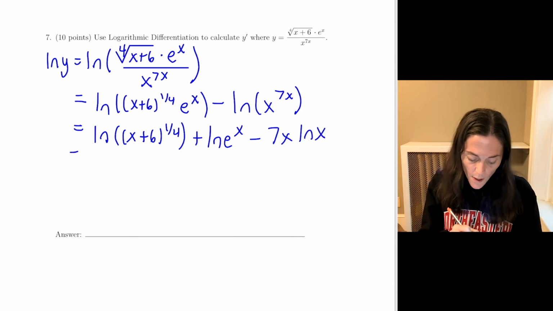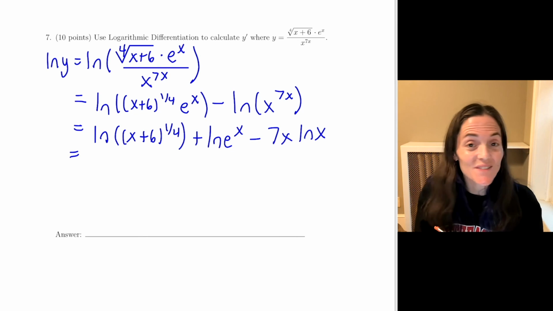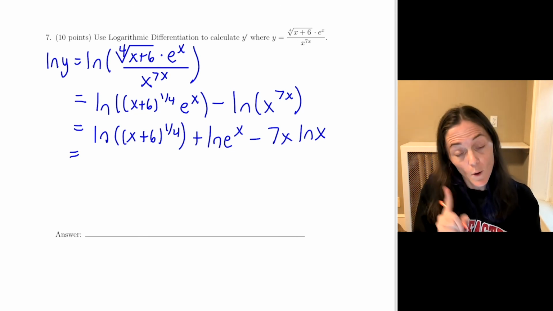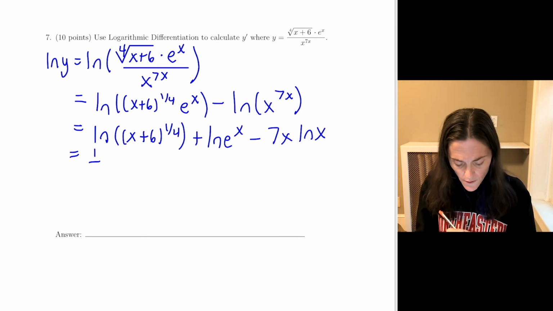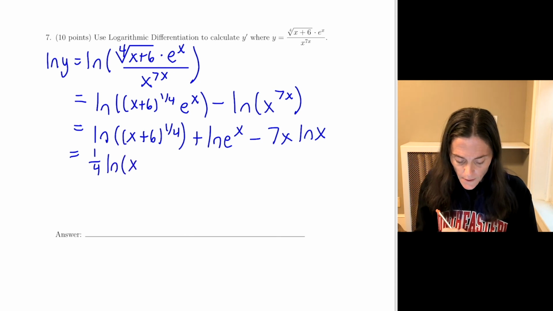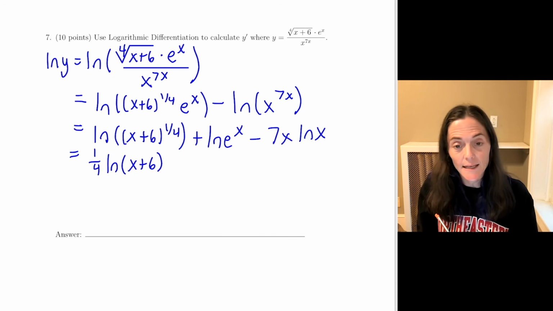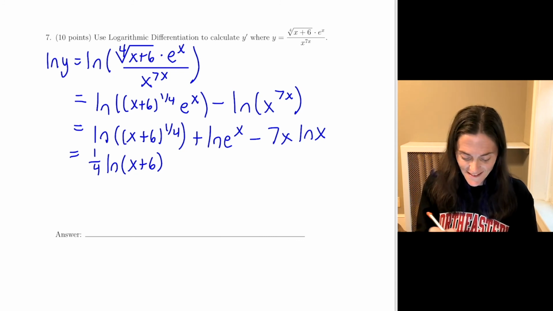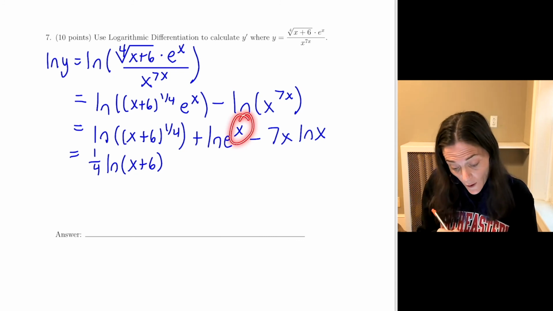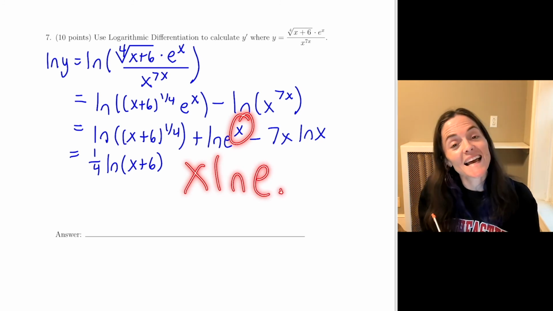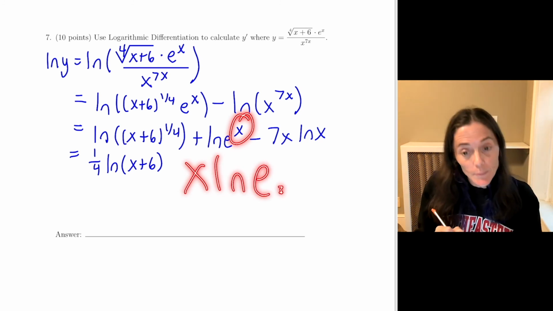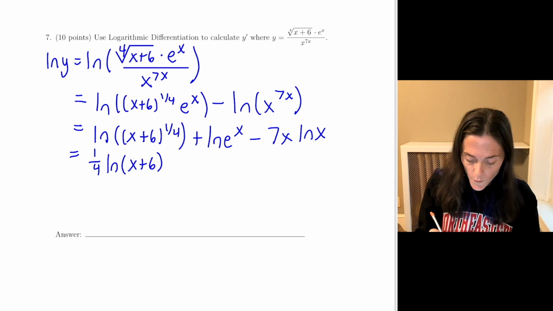Now, one more step in our simplification. You notice I have not differentiated anything yet. But one more step. This is 1/4 ln of x plus 6. This is, well, it's x ln e, that's one way to see. You could bring the power out. We would have this, x ln e. Natural log of e is 1. But, you see, really, there's parentheses here.